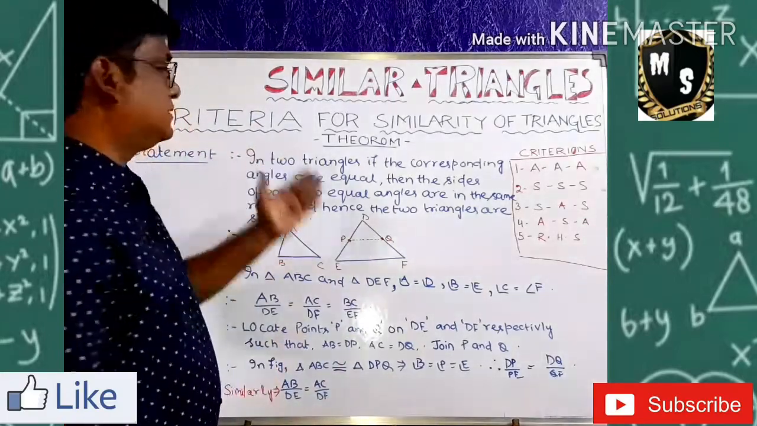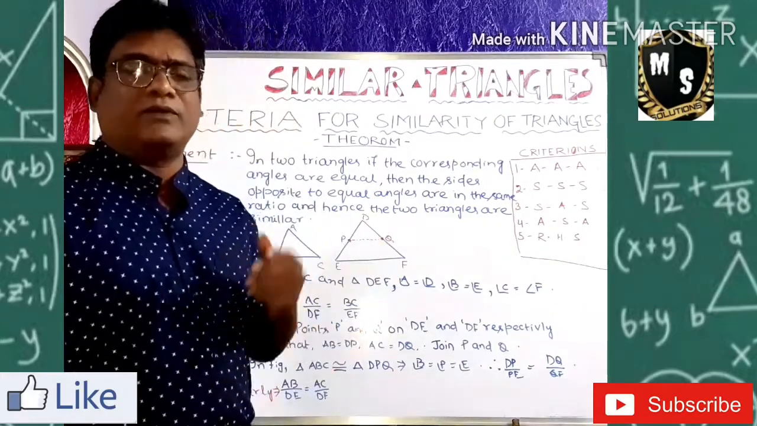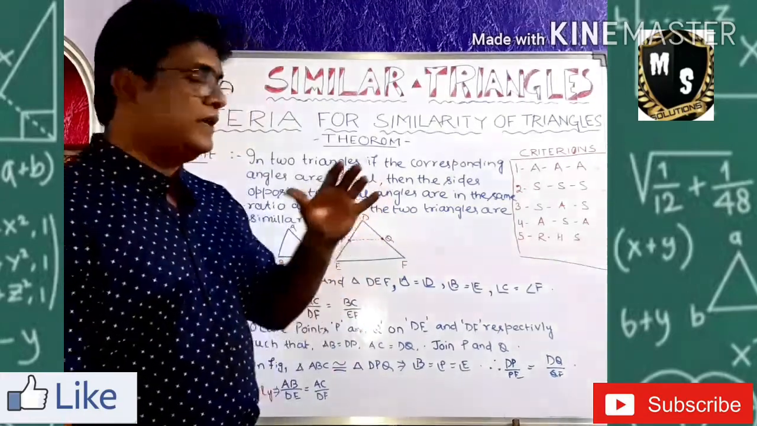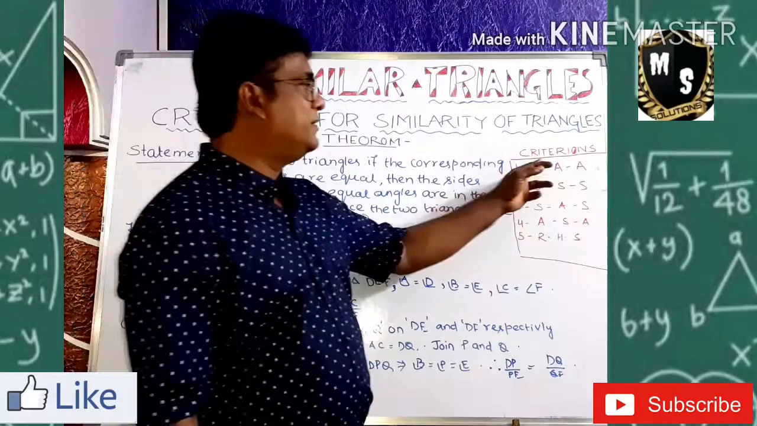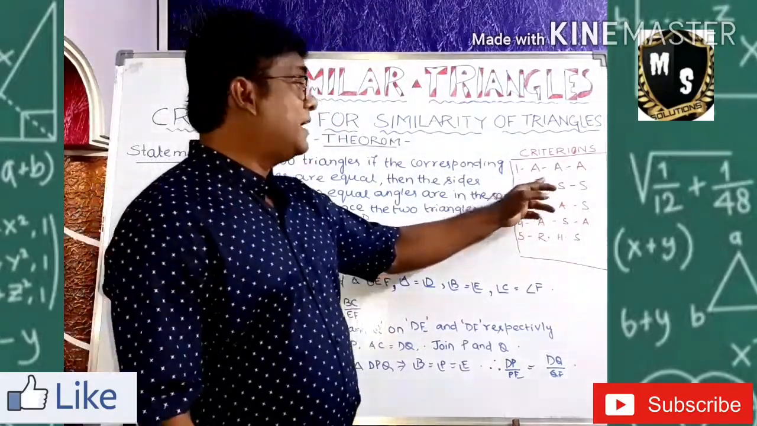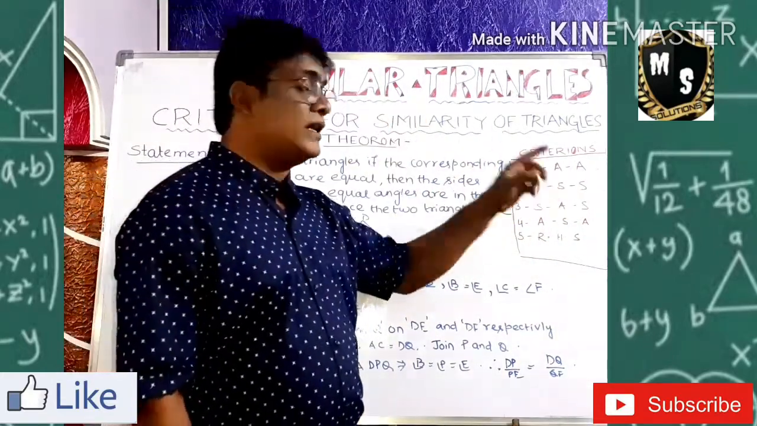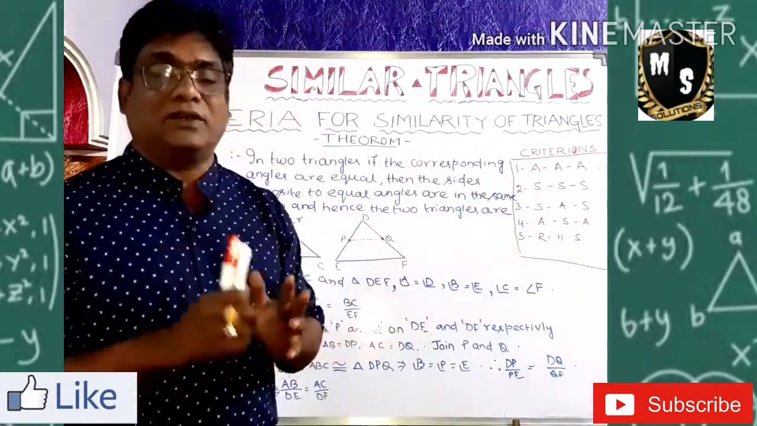So what are the criteria? In our 9th or 8th classes we read about the criteria of similarity. Again I am reminding you, those criteria are written in red here. You see, the first criterion is angle, angle, angle. That means the angles in one triangle are matching, or equal to, the angles in the other triangle.